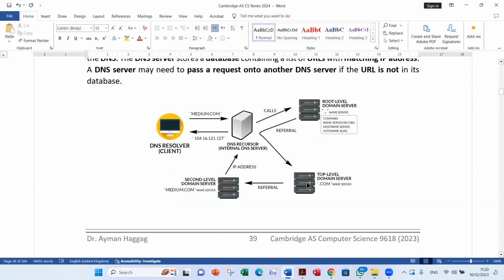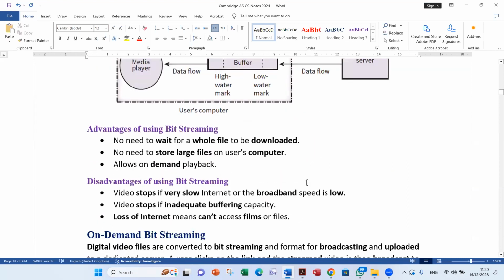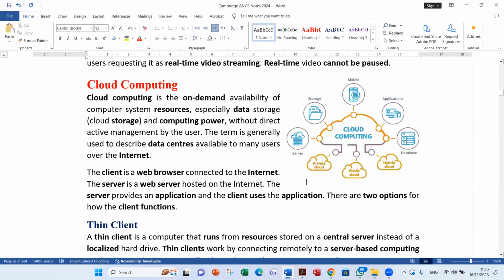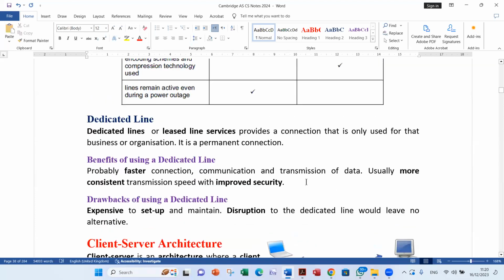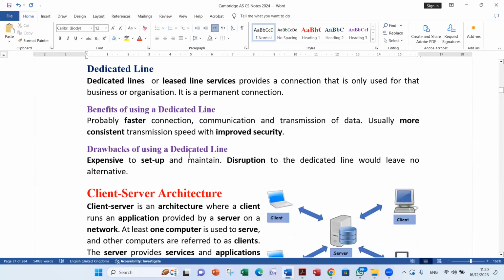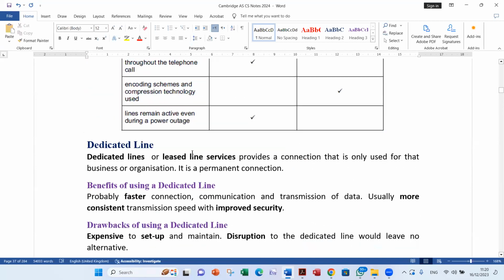I have lots of things to say. Okay, let us see where we can stop. Okay, we can stop here before client-server architecture. I wish to explain it, but it needs a lot of time.